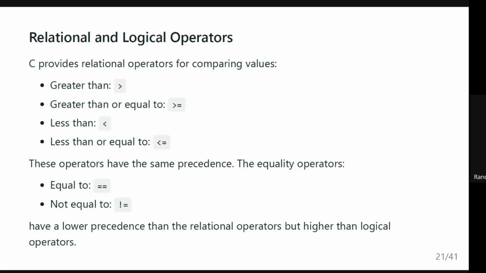Relational and logical operators. Relational operators are for comparing values: greater than, greater than or equal, less than, less than or equal. The equality comparison is equal and not equal. Equal is a double equal sign. Not equal has an exclamation mark at the beginning.